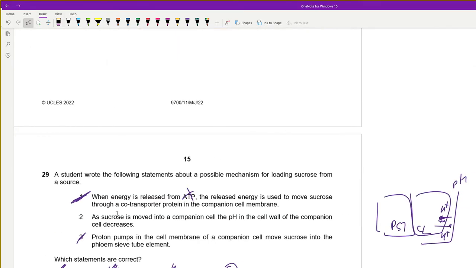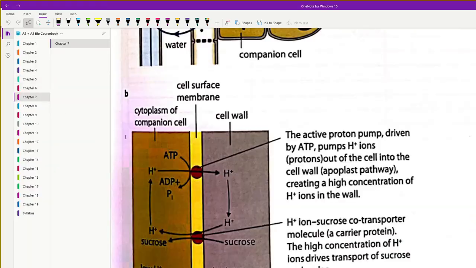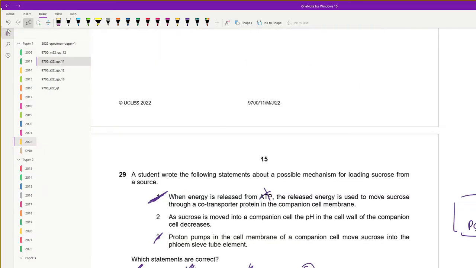So according to our question here, as sucrose moves from the cell wall into the companion cell down the gradient of hydrogen, the pH in the cell wall of the companion cell decreases. I guess they're talking about the overall process, because this overall process does in fact cause an increase in the hydrogen ion concentration of the cell wall. But the moment the H plus comes down with sucrose, H plus does decrease from here, but this overall process increases the H plus concentration in the cell wall. So yeah, in a sense, 2 is correct.